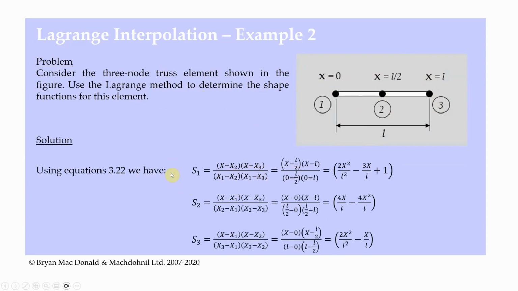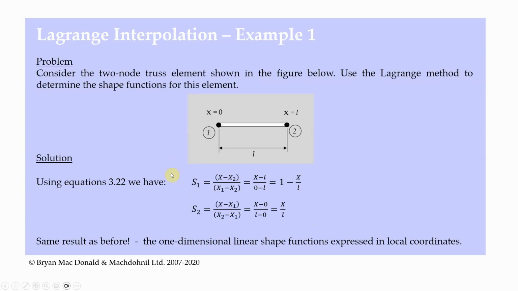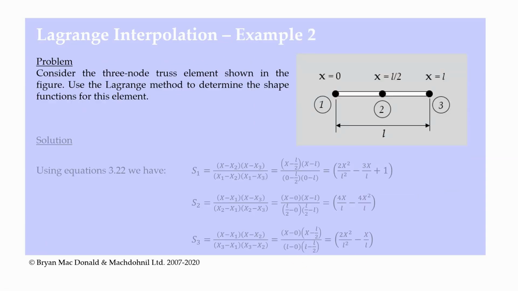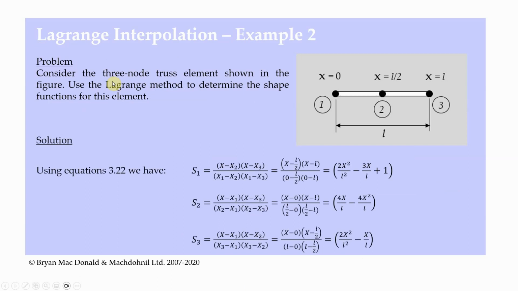If we briefly jump back to the slide where we had the Lagrange equation, in the first example we only had to go up to 1. In this case, we have to go up to 3 because we have 3 nodes. So here our highest value of n is 3. We use the Lagrange pattern, the Sn pattern. We get S1 is equal to this, S2 is equal to that, S3 is equal to that.